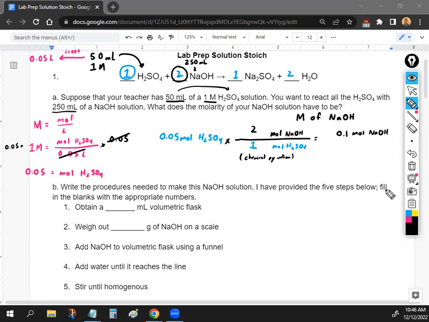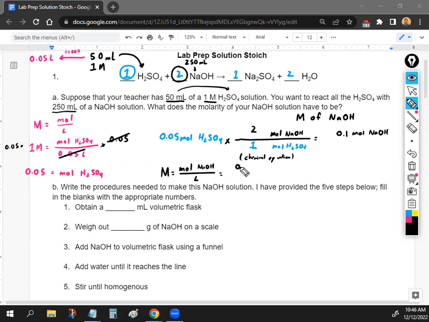Alrighty, guys. And then last step, we still need to turn this into molarity of NaOH. So we're just going to use the molarity formula one last time. If we're looking for the molarity of NaOH, we put moles of NaOH on the top, and then we just divide it by the liters.